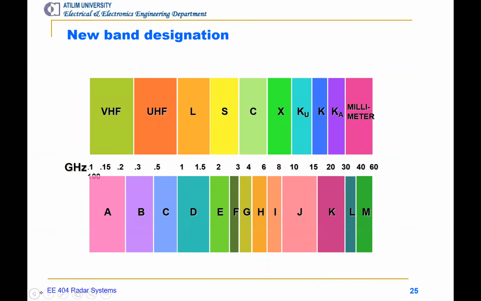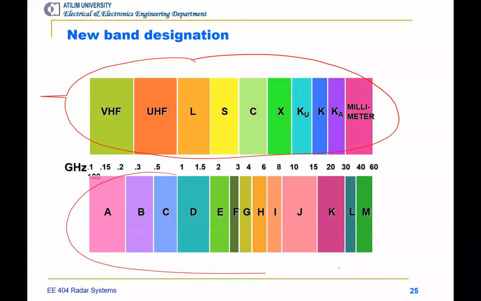And here we see the new band designation. Now there has been a change in the designation of the bands. Instead of this, we might see this ABC convention. But still, the old one is quite popular. You may see this designation in different places, so please be careful. So one may use, for example, E-band. Here there is no E-band, which means that person is talking about this ABC designation.